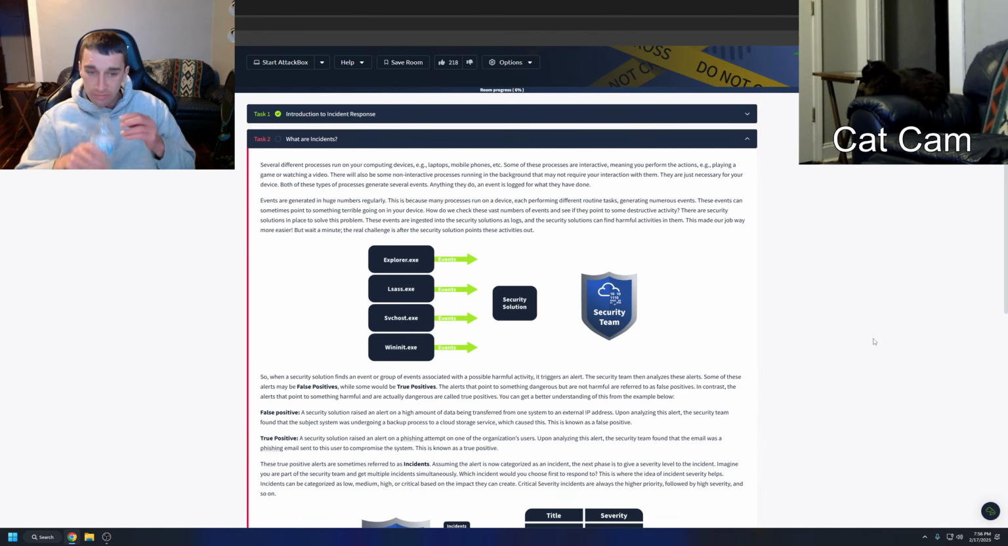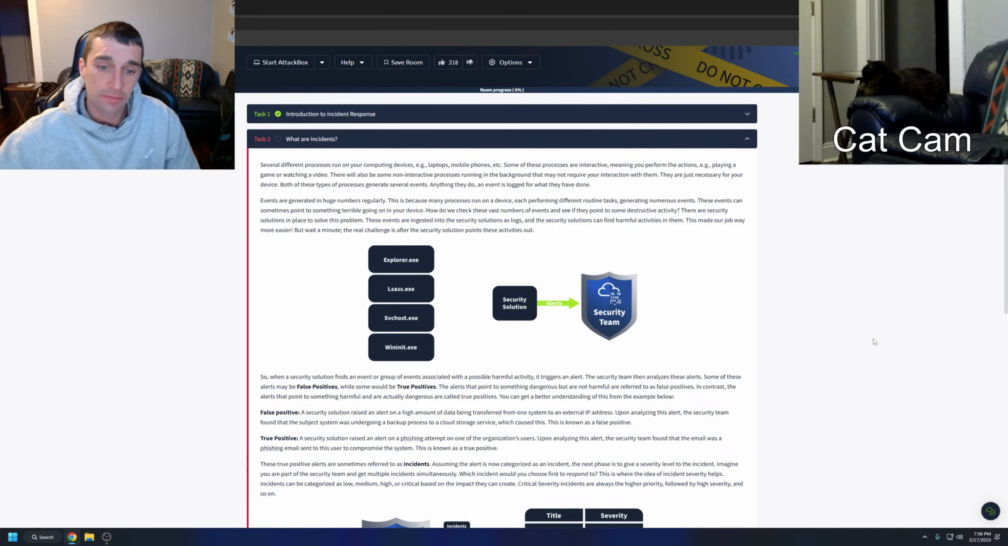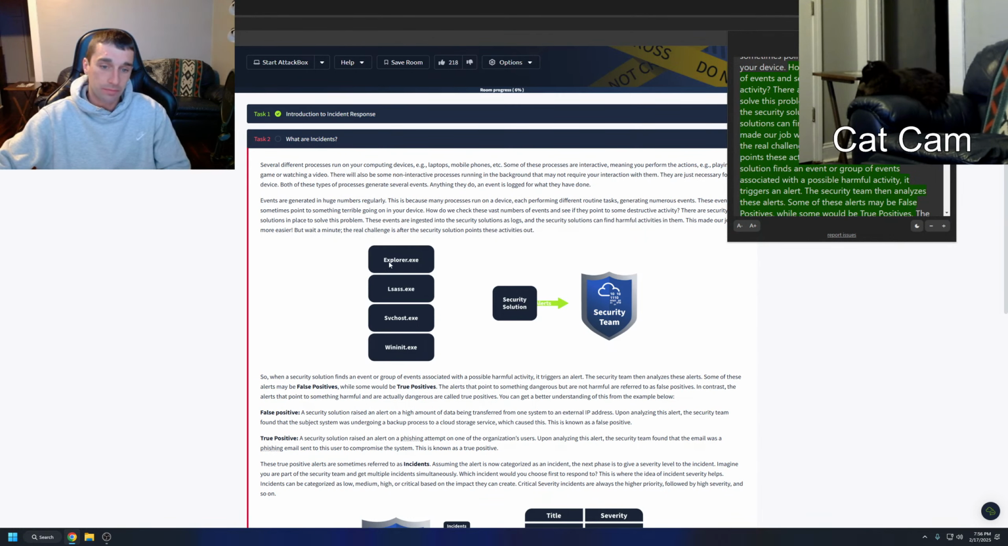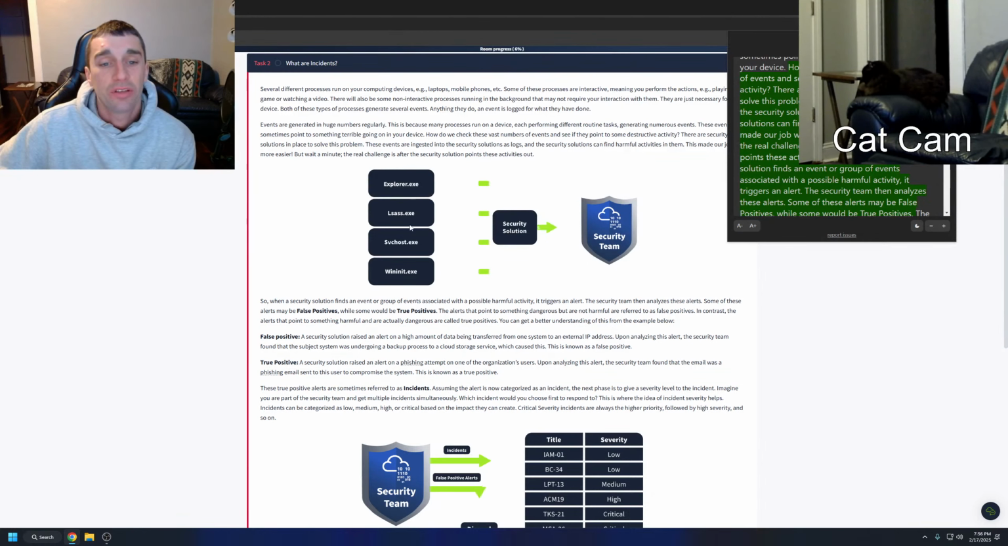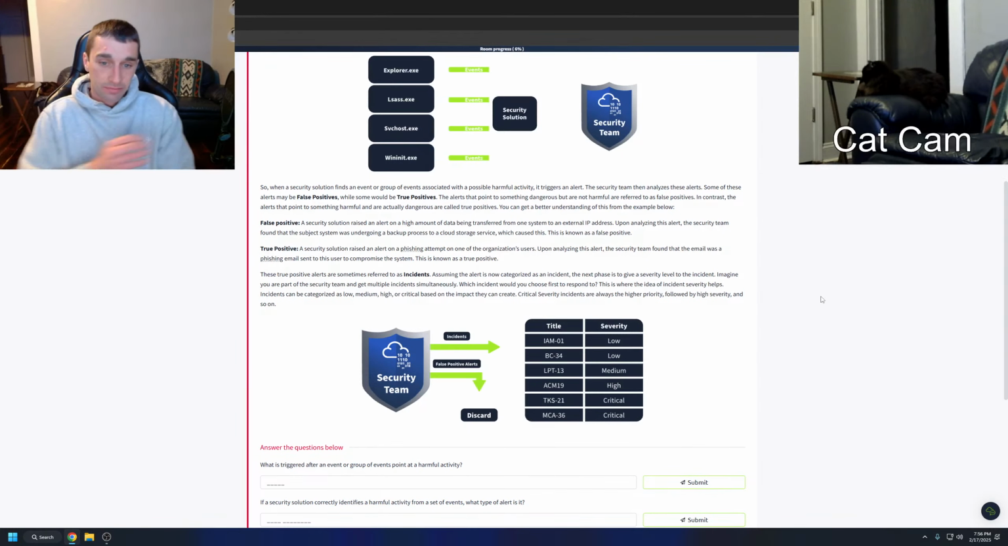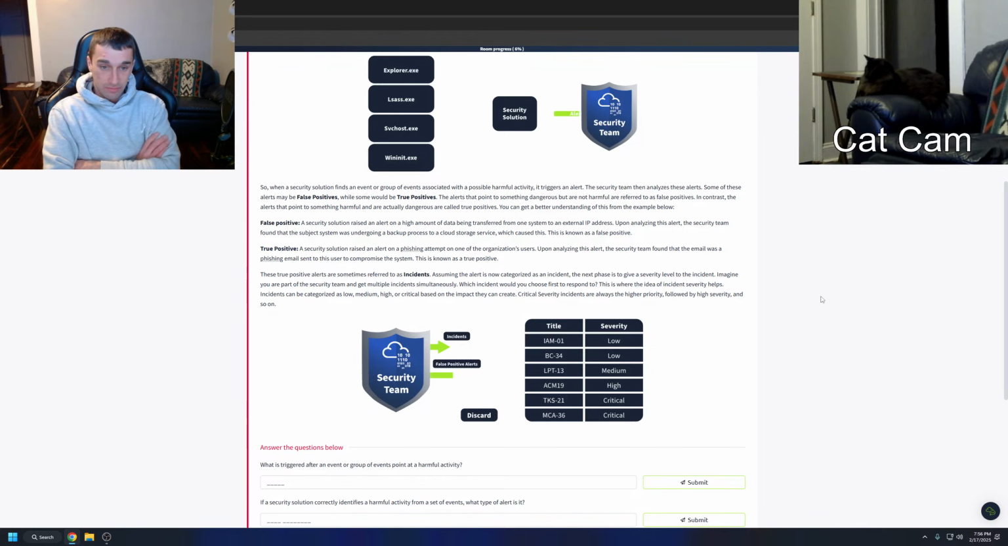But wait a minute, the real challenge is after the security solution points these activities out. So, when a security solution finds an event or group of events associated with a possible harmful activity, it triggers an alert. The security team then analyzes these alerts. Some of these alerts may be false positives, while some would be true positives.